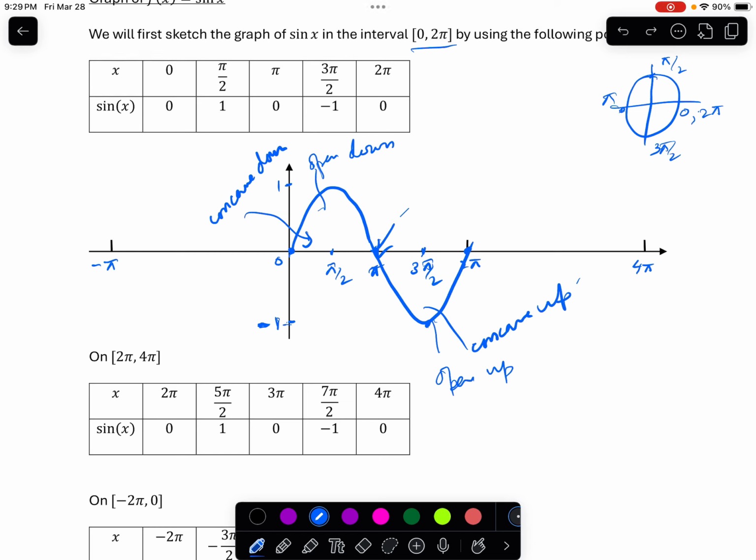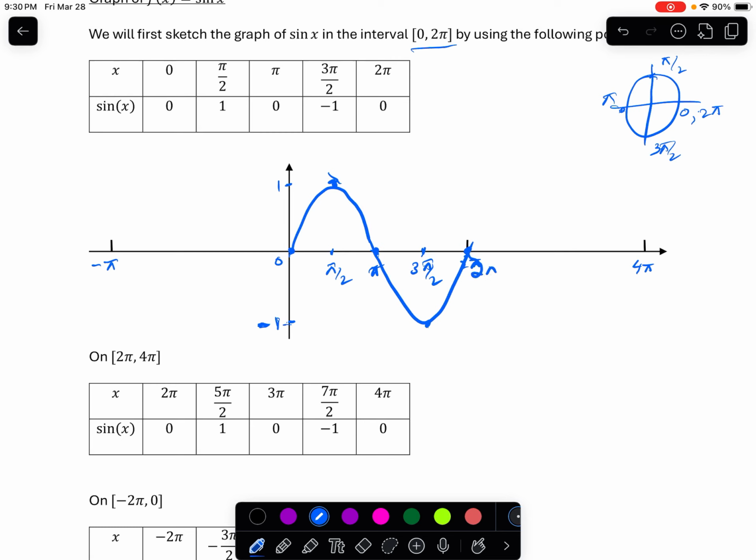Now this is our graph in the interval 0 to 2 pi. Now we try to graph the piece between 2 pi and 4 pi. Remember, this is 2 pi. It got hidden under this graph. So now 2 pi and 4 pi. What is the middle value of that? It will be 3 pi. So in the center, I have 3 pi.